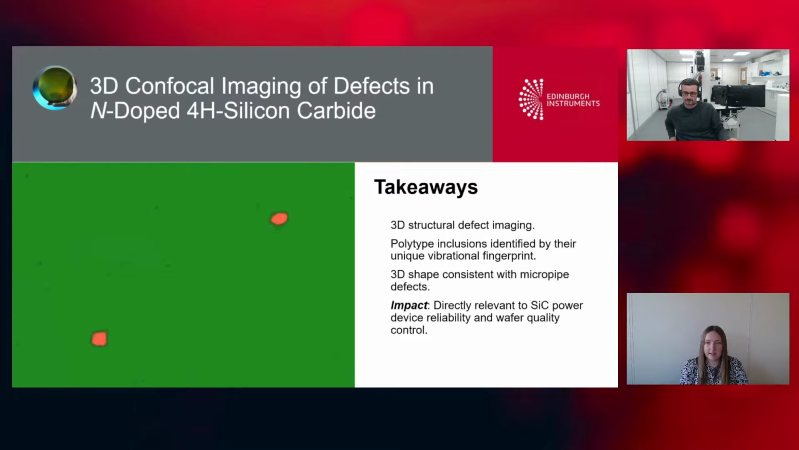Great. And next up, we have some gallium nitride to take a look at. I'll hand back over to you, Matthew.